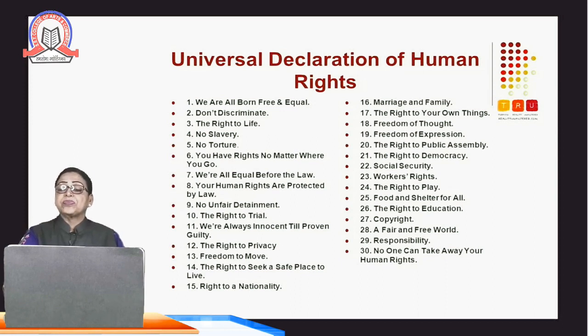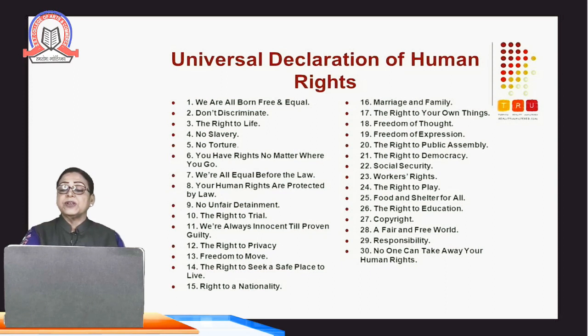The right to public assembly. Yes, it is a common human right to get assembled in public. The right to democracy. Yes, we Indians, as our nation, as our political system is based on democracy, for the people, of the people and by the people. So we have the right to follow this particular right to democracy.